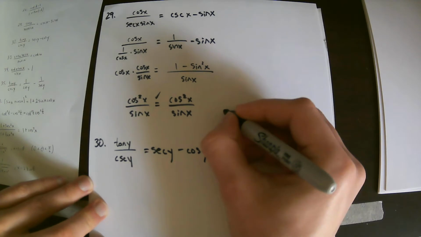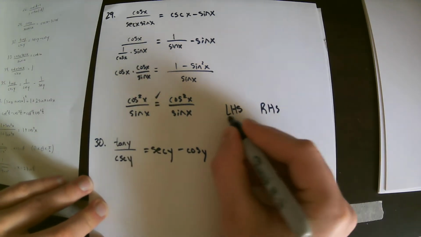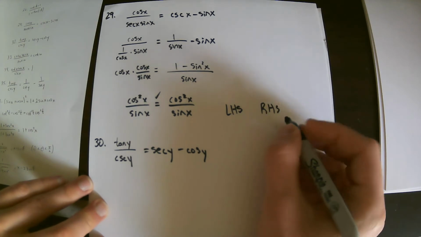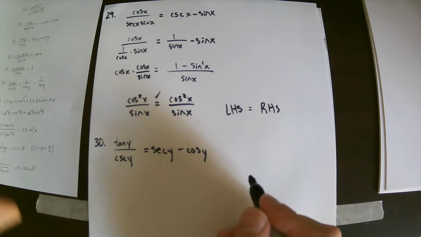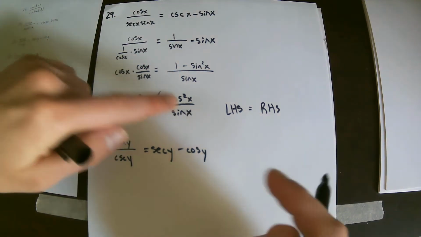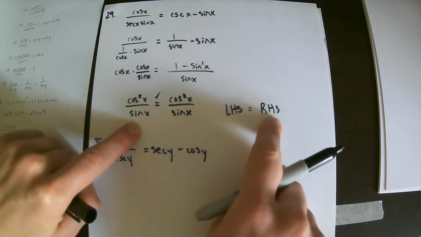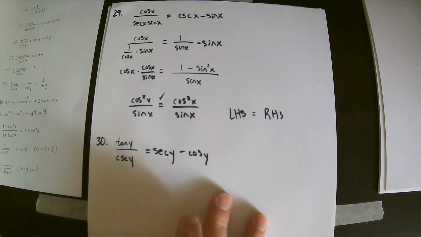By the way, you're going to see this notation for left-hand side and right-hand side. So the idea is that this left-hand side turned into this, and this right-hand side turned into this, and I'm working them simultaneously to get the left-hand side to look exactly the same as the right-hand side. That's the idea.